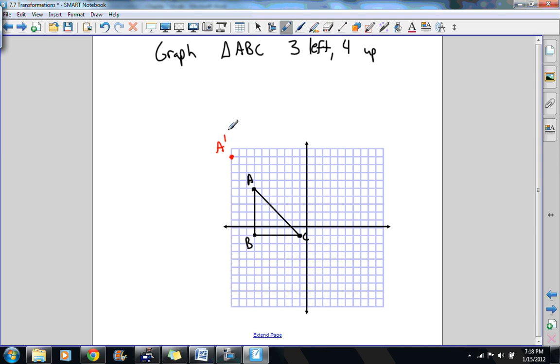That little symbol there is what we call prime. It means it's the image. Okay, B, I go 3 left and 4 up. And I end up there. And we'll call that B prime. And finally C, 1, 2, 3, 1, 2, 3, 4. Here is C prime. And then we connect the points. And you notice the figures look the same. They have the same size, but they're just moved on a graph. Okay, so that's what we call a translation.